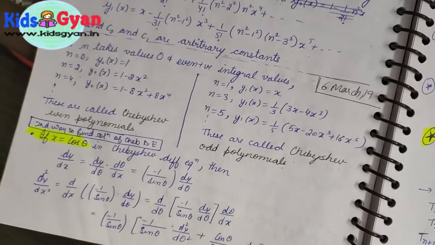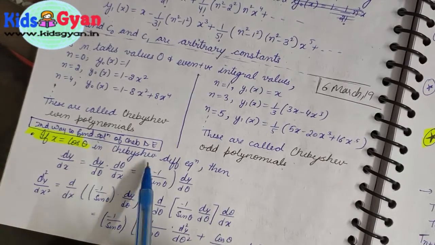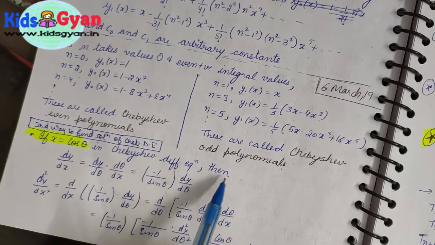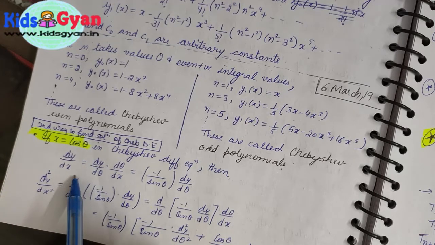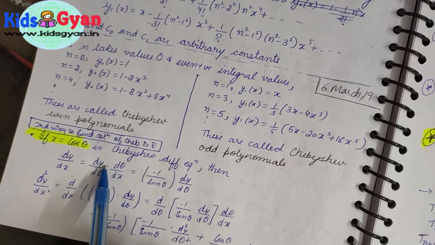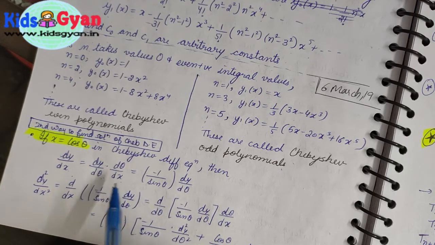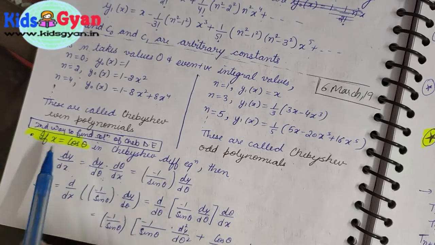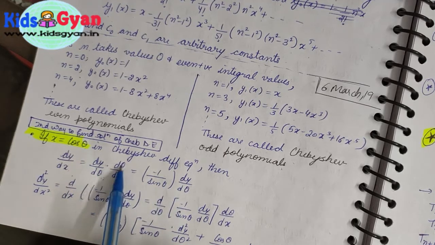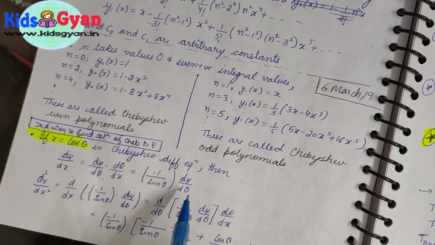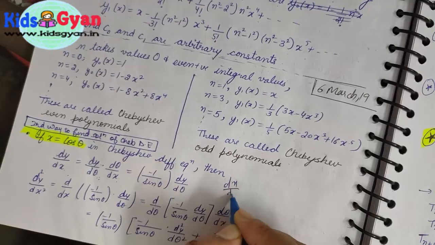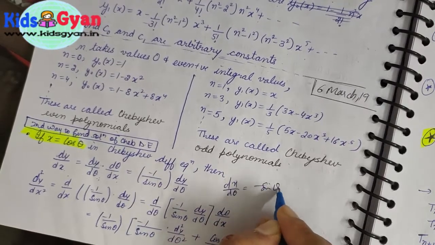Okay. Now, if we put x equal to cos theta in our Chebyshev differential equation, then we can write dy upon dx in the form of theta: dy upon d theta times d theta upon dx. We put x equal to cos theta, so dx upon d theta is minus sin theta, that means d theta upon dx is minus 1 upon sin theta.